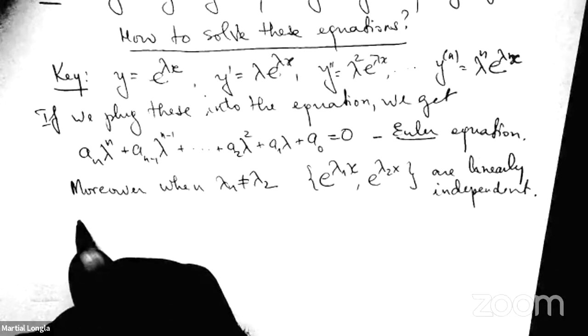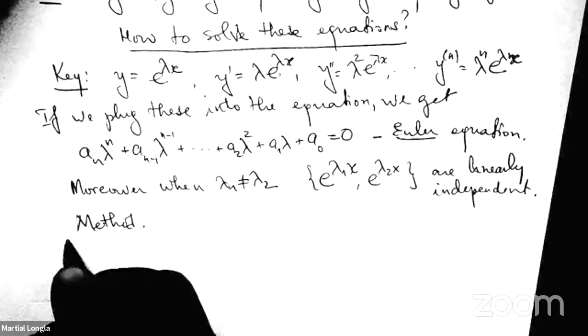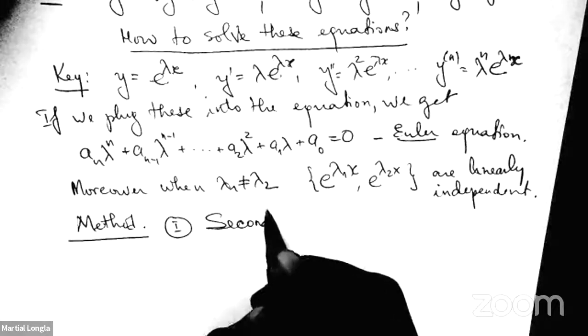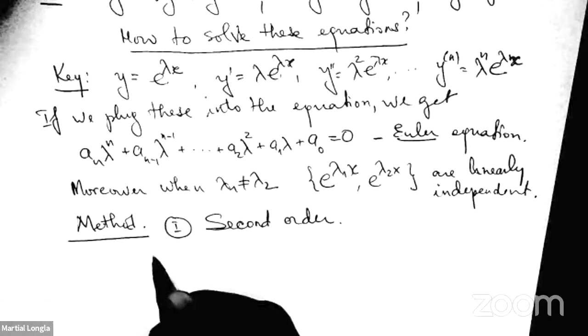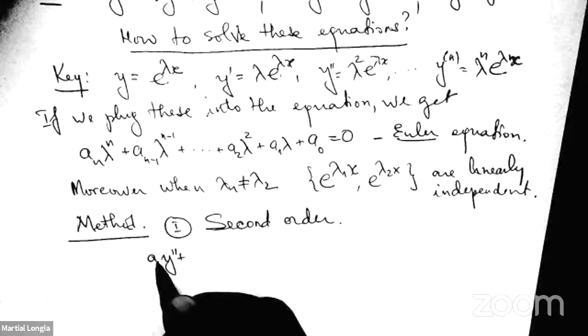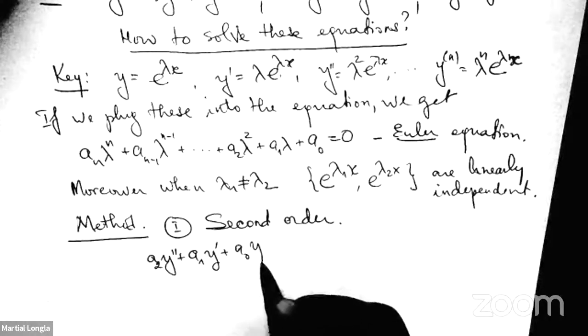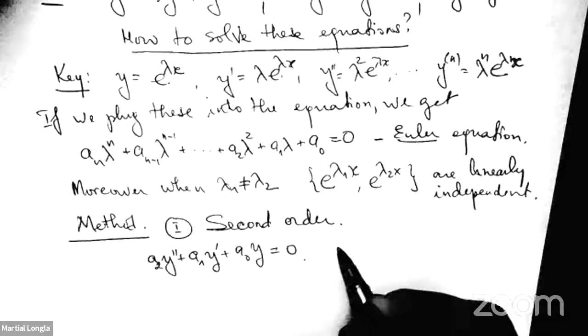Now, how do you solve the problem? That's the thing. The first thing, of course, is second order. For the easiest equations, second order equations, that's the form a2 y double prime plus a1 y prime plus a0 y equals 0. That's what you call a second order linear differential equation with fixed coefficients when a2 is not 0.